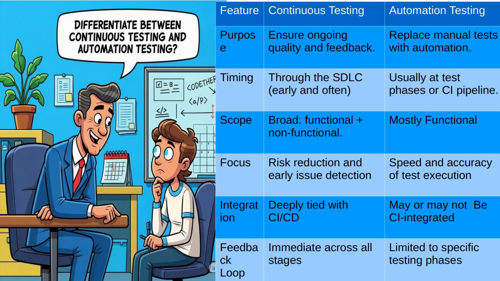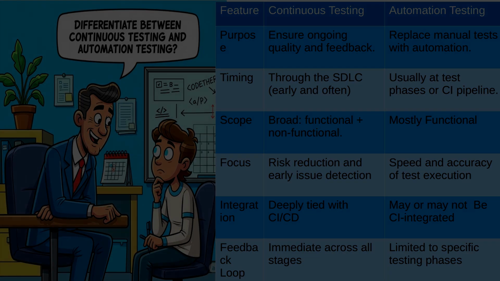The integration of continuous testing is deeply tied with CI/CD, whereas the integration of automation testing may or may not be with the CI phase. Continuous testing feedback is received immediately across all the stages, whereas automation testing feedback is limited only to the testing phases.